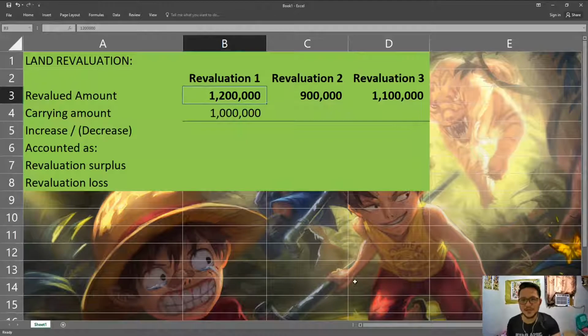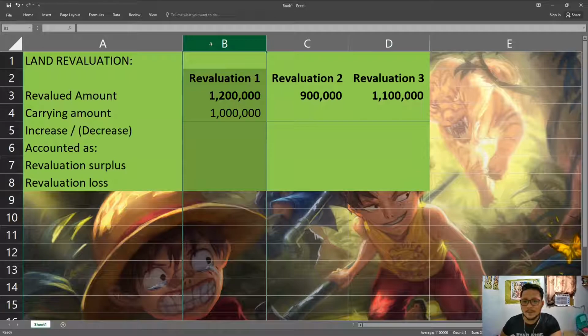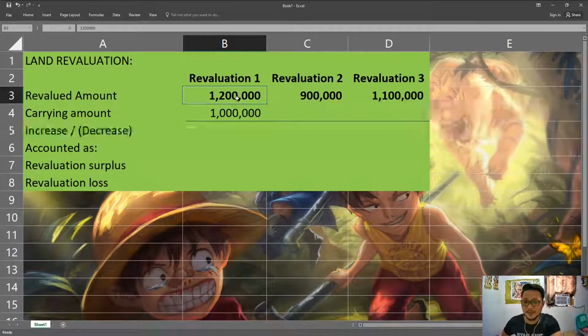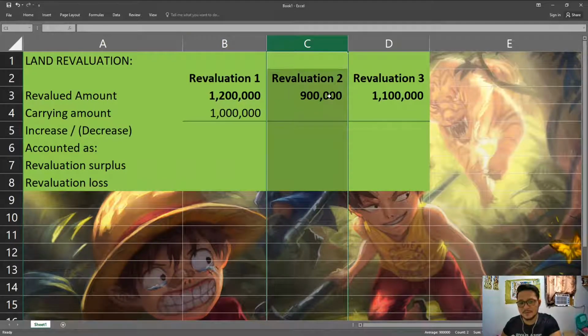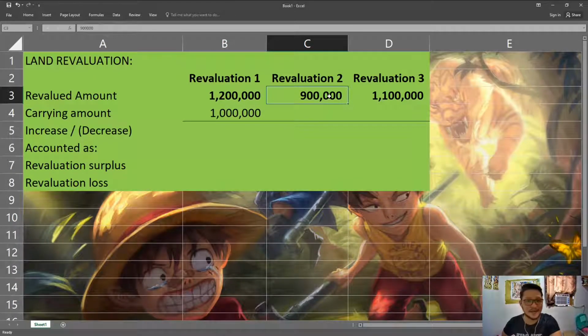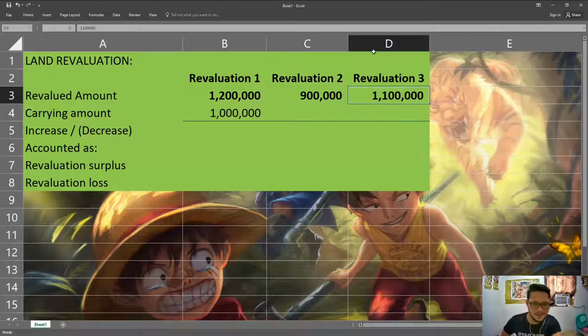So let's talk about the result of revaluation using this illustration here. To explain, first time nag-revalue ka, ito yung data na meron tayo. Revalued amount is 1,200,000 and we're carrying the land at 1 million right now. The next time na nag-revalue, ang land natin bumaba, 900,000 na lang ang value niya. And then the third time of revaluation, nakabawi ulit ang land natin, 1,100,000. So take note that all figures are assumed, and take note that there is no accumulated depreciation that needs to be accounted for kasi land.